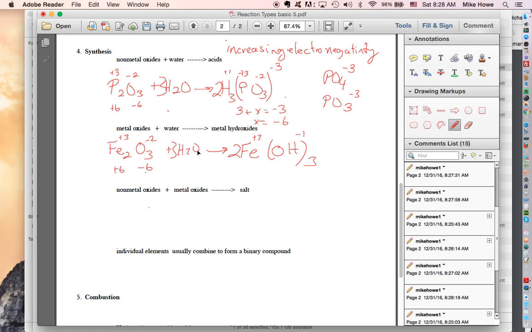And when I did that, that made me 3 O's, and 3 O's makes 6. So that works out with our 2 times 3 O's over here. Okay, now non-metal oxide and metal oxide plus salt, if I had to say which one's the hardest, it's probably this one.